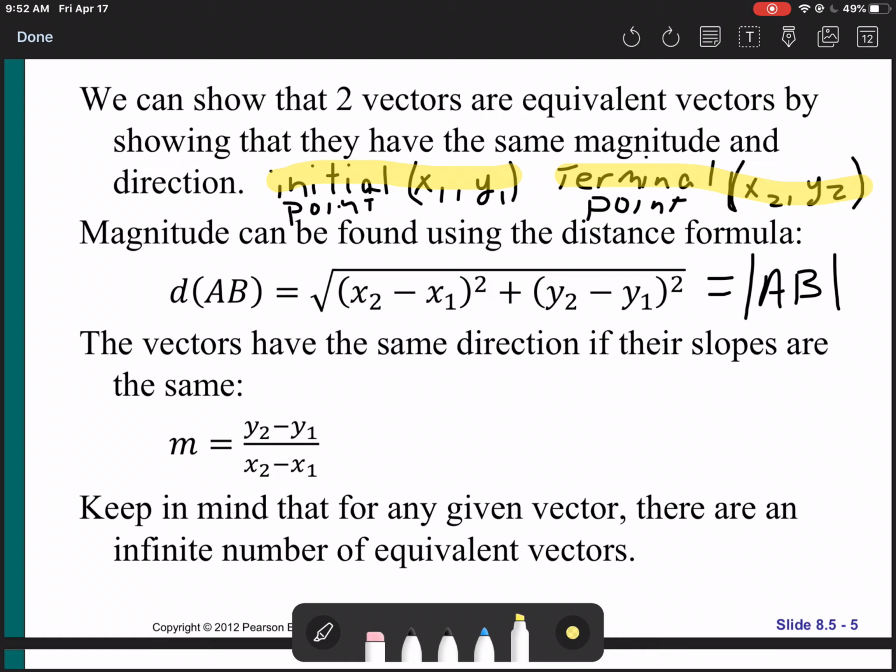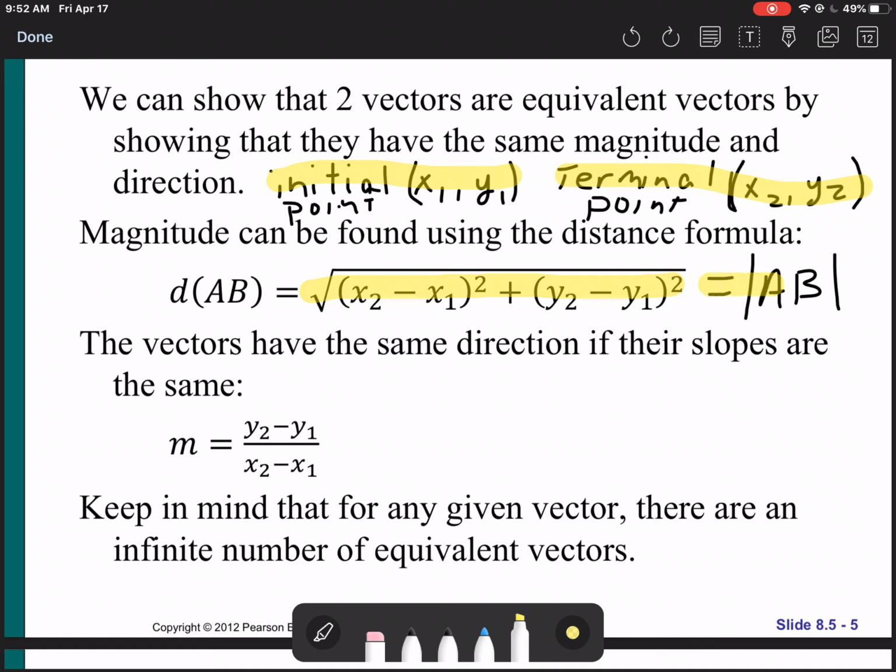Now, remember the distance formula. And that just comes again from Pythagorean's theorem ultimately. But the distance between 2 points in the plane, point A and point B in this case, is the difference in their x coordinates squared plus the difference in their y coordinates squared, all under a square root. So you may need to remember your distance formula, review that.